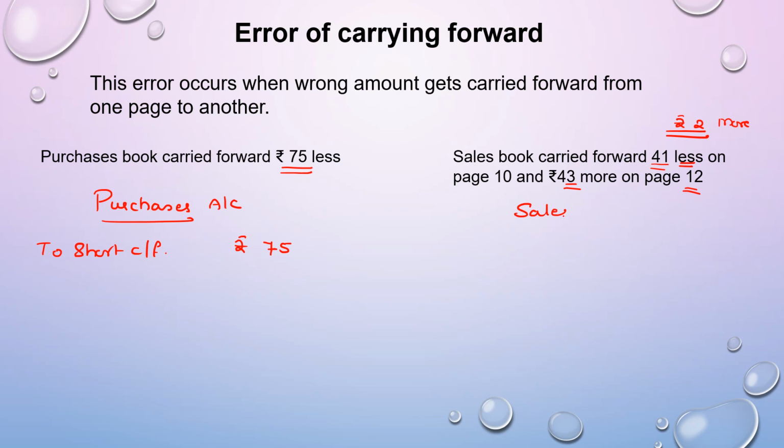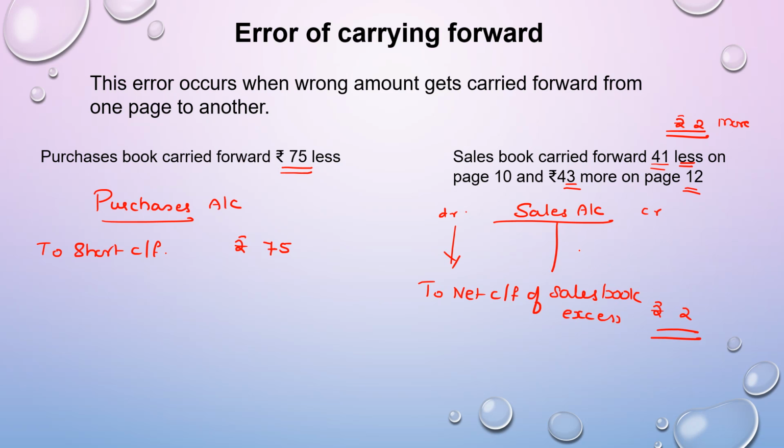So while going into the sales account, what has happened? 2 rupees more has gone into the account. So to rectify it, which side you will put? On the debit side, to reduce the excess 2 rupees which has gone. How would you write? To net carry forward of sales book excess rupees 2. This you will put on the debit side of your sales account, and this way this error would be getting rectified. So this was error of carry forward.